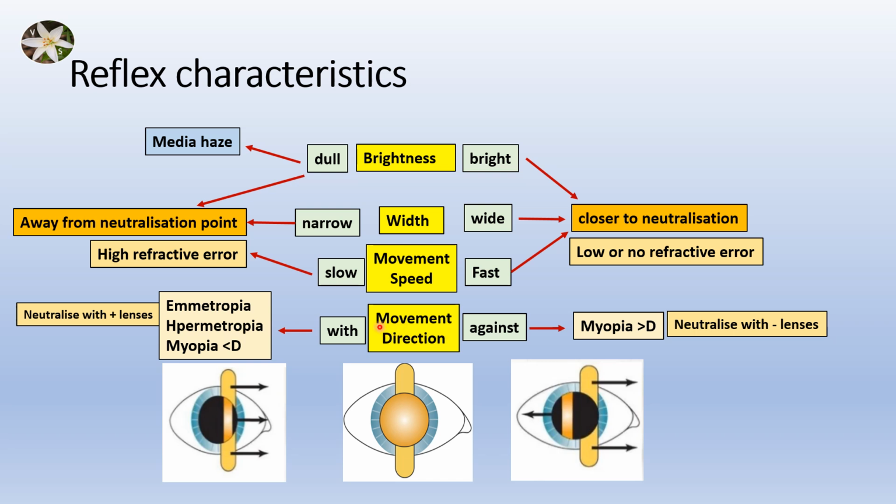The direction of the movement, whether it is with the movement of the mirror or if it is against the movement of the mirror, it tells us the type of refractive error and which lenses we would require. So if it is with the movement, we require plus lenses to neutralize this movement, and if it is against the movement, we require minus lenses to neutralize the movement.